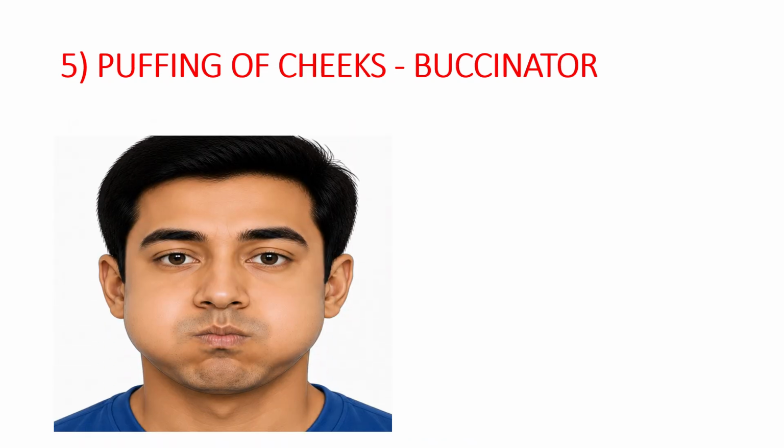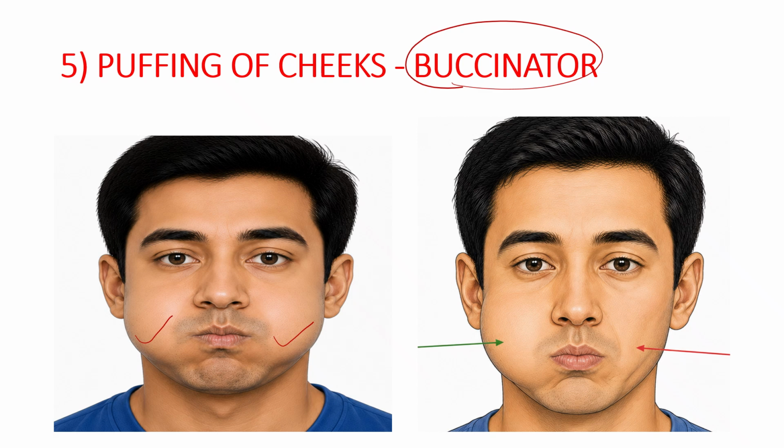Next, we ask the person to puff the cheeks to look for the buccinator muscle. In a normal person, when the person puffs the cheeks, there is air and he can hold it. Whereas in a person with facial nerve palsy, on the normal side, patient is able to puff and hold on. Whereas on the affected side, if you see, there is leakage of air from the mouth and there is flattening of the cheek on the affected side.